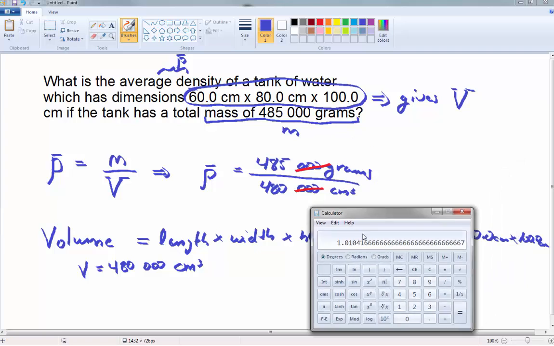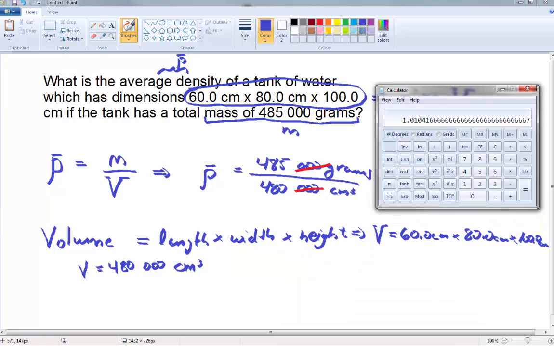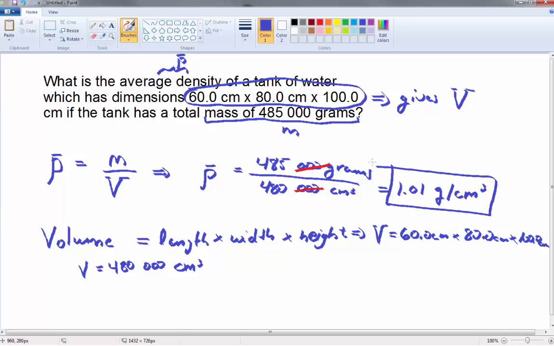So with that being said, the one with the least number is, if nothing else, one of these two, 3 significant figures. So we should round this guy off to 1.01. So therefore, our density here ends up being 1.01 grams per cubic centimeter. So there's the answer to that example.